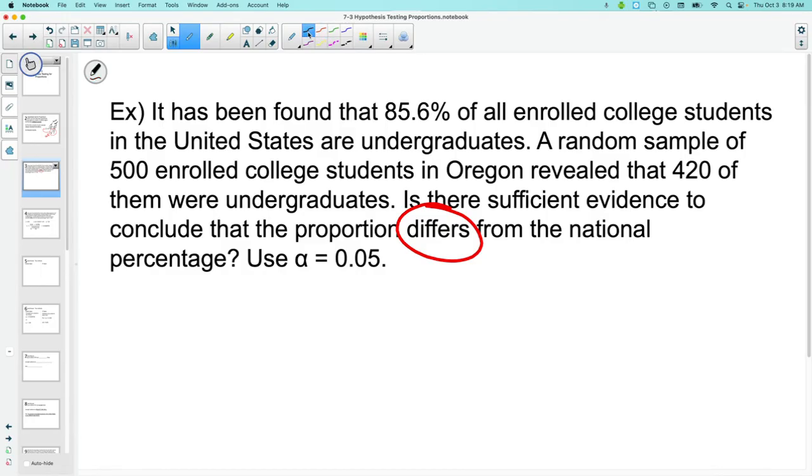So my first thing that I would do, and you don't have to do this every time, but I'm going to do this here just for emphasis, I'd start out, step 1, I'm going to write down my hypotheses.